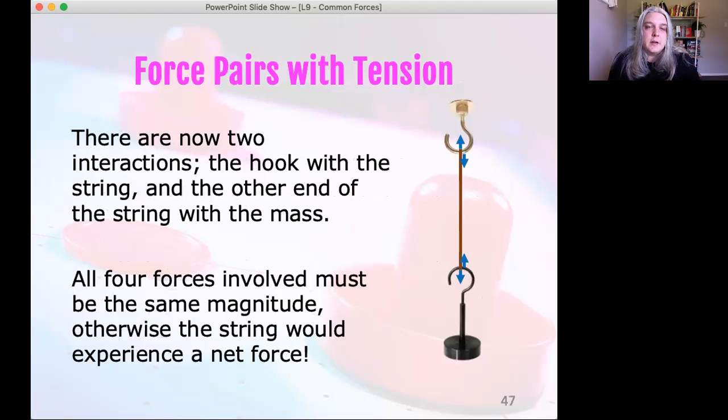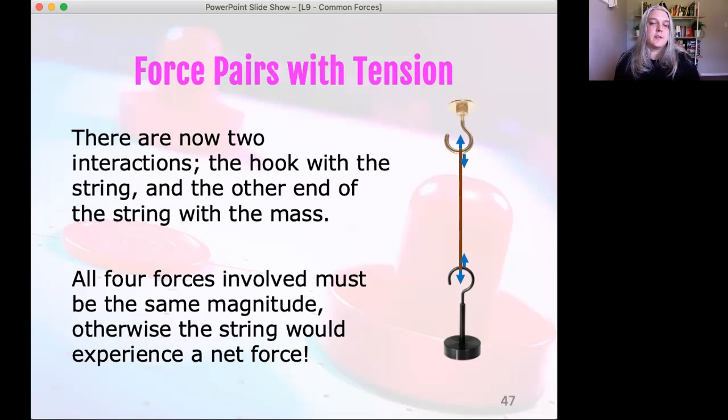Thinking about the force pairs, rather than just having that one force pair that we had when we hung the object directly on the hook, we now have two force pairs. We've got the object with the end of the string and the other end of the string with the hook. All four forces are the same magnitude. They have to be, because the string is at rest, and there's only two forces acting on the string.